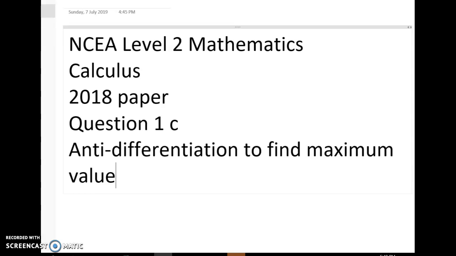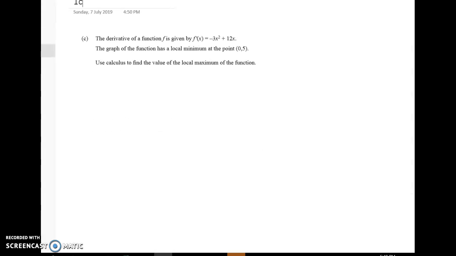Here's question 1c from last year's Level 2 Calculus paper. This time it's an anti-differentiation question and one about a turning point. If you're watching this and you're in this year's maths class with me, we haven't done this yet, feel free to try and make sense of it anyway.